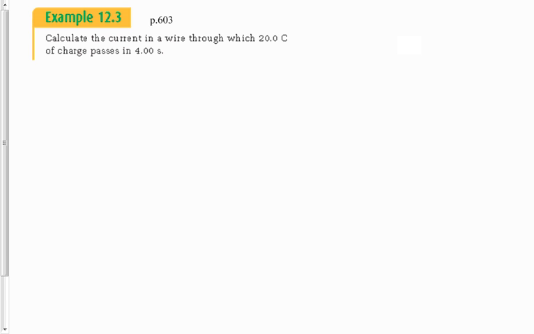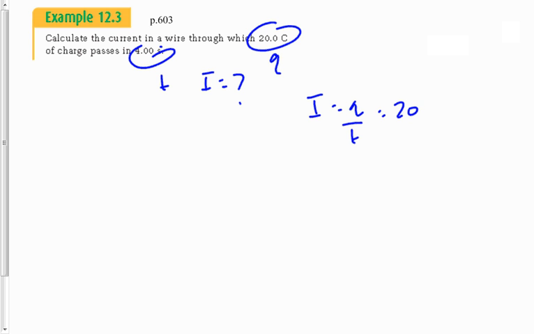It says calculate the current in a wire through which 20 coulombs of charge passes through in 4 seconds. Okay, really, really easy question, I hope. We're going to say I is equal to Q over T. I get 20 coulombs divided by 4.00 seconds gives me 5 amps, or 5.00 coulombs per second. Right? Easy enough, right?